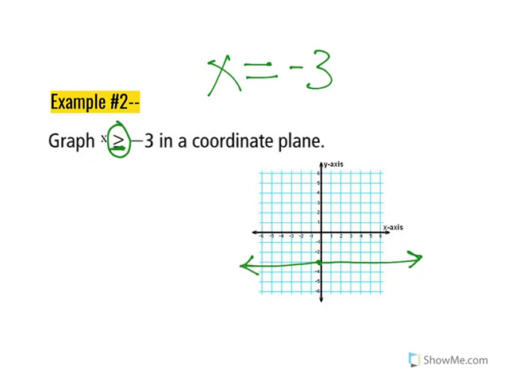Oh, I did that wrong, didn't I? I did y equals -3. Well, I'm just all full of mistakes, aren't I? X equals negative 3. It's all right. You guys are in your own homes.